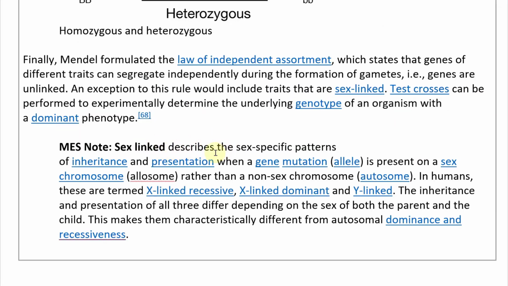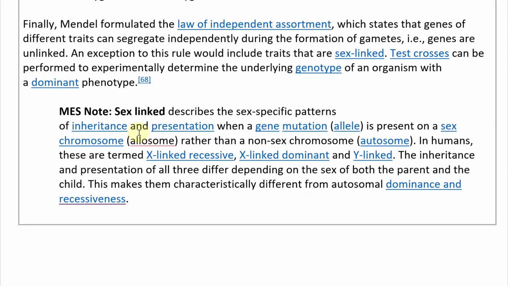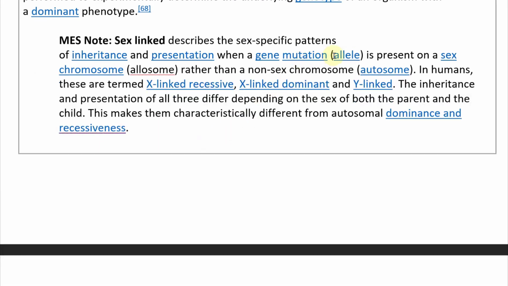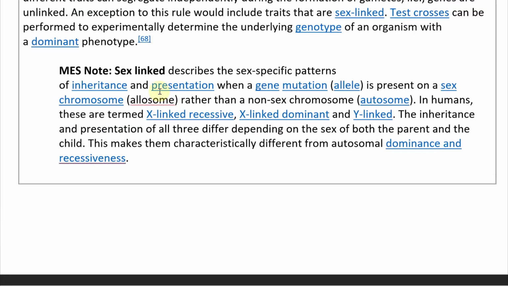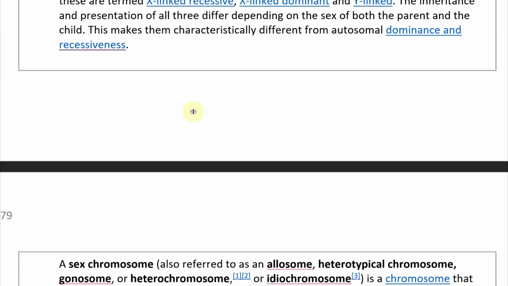So MES notes, sex-linked describes the sex-specific patterns of inheritance and presentation when a gene mutation or allele is present on a sex chromosome or allosome, rather than a non-sex chromosome, which is an autosome. In humans, these are termed X-linked recessive, X-linked dominant, and Y-linked. And the inheritance and presentation of all three differ depending on the sex of both the parent and the child. This makes them characteristically different from autosomal dominance and recessiveness, which don't depend on the gender or the sex. It's very interesting. Let's continue further.